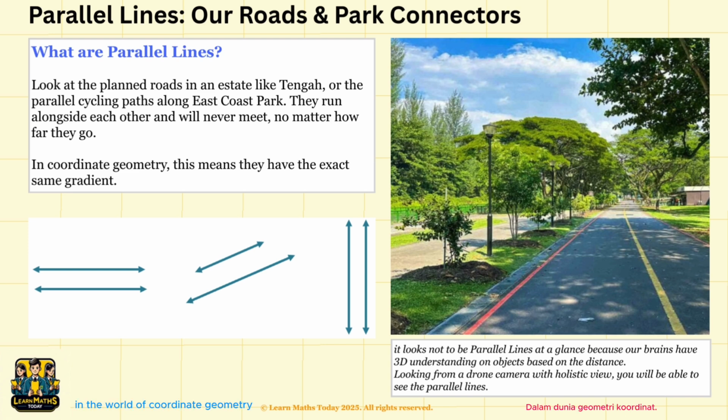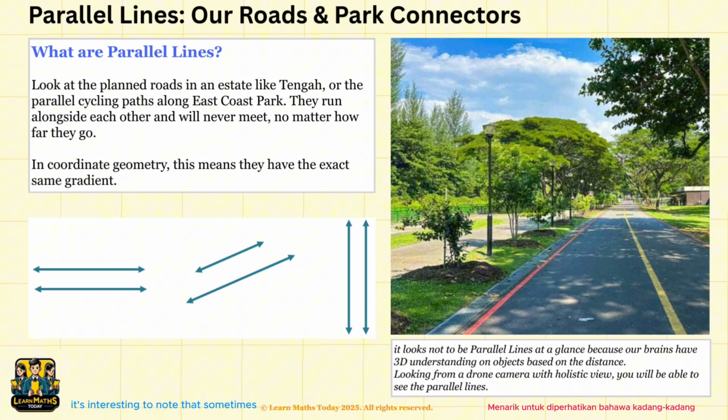In the world of coordinate geometry, this visual characteristic has a very simple and powerful mathematical meaning. Parallel lines have the exact same gradient. If one road has a certain steepness, any road that runs parallel to it must have precisely the same steepness. For instance, if a line has a gradient of 3, any line that is parallel to it will also have a gradient of 3. They are going in the exact same direction and rising or falling at the exact same rate.